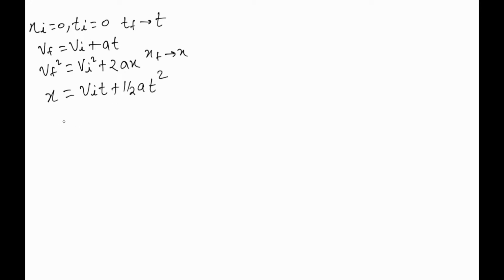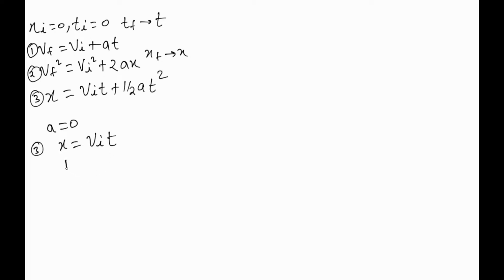Let's talk about several cases here. Let's take a case when a is 0. When a is 0, let's number them first. This is the first one, this is the second one, this is the third one. The third one looks like x equals Vit, which means this is a motion with constant velocity.